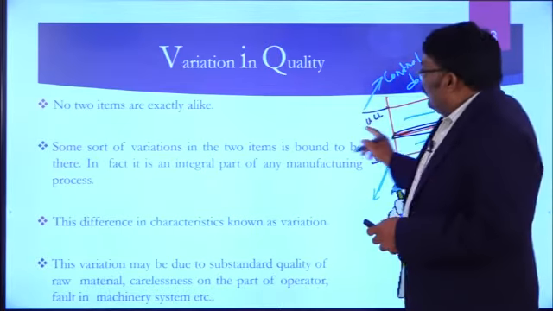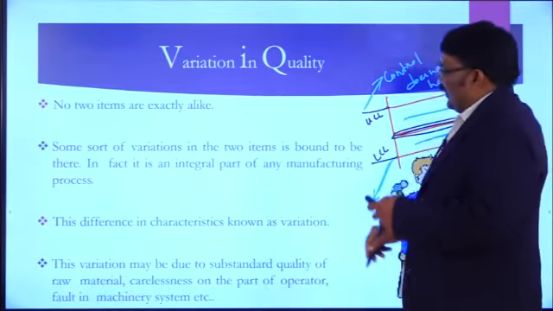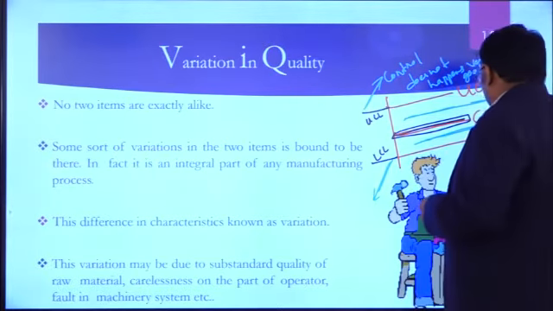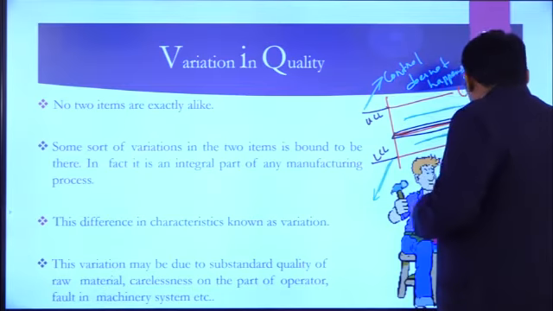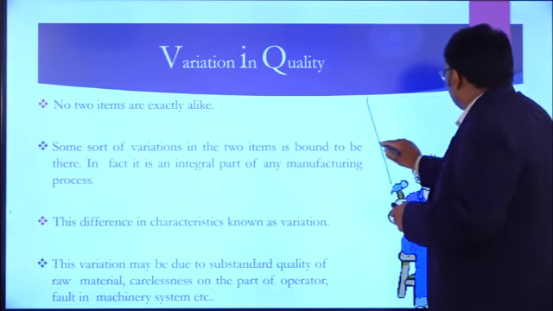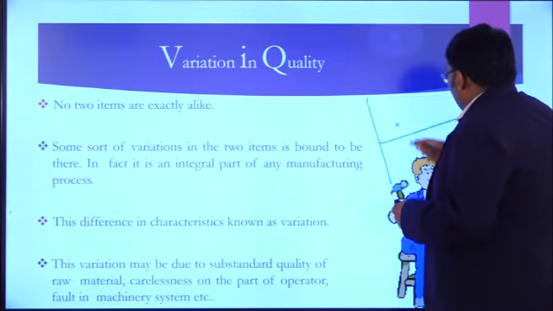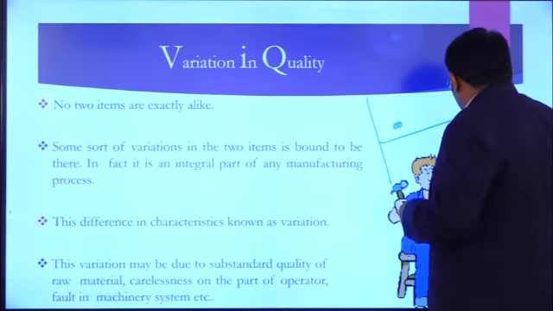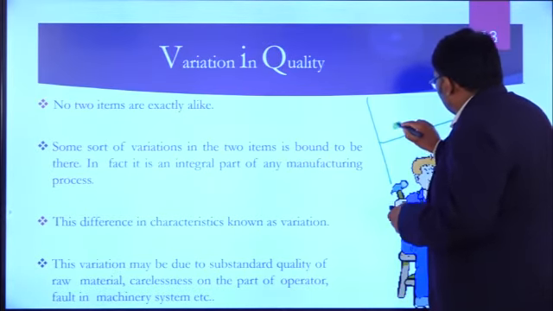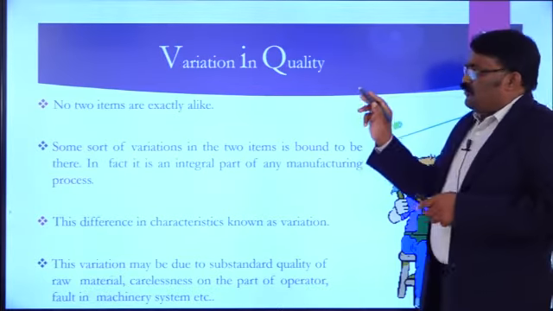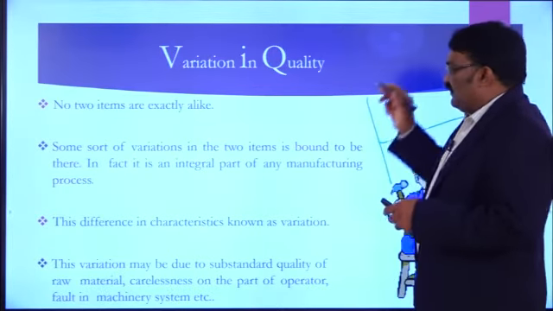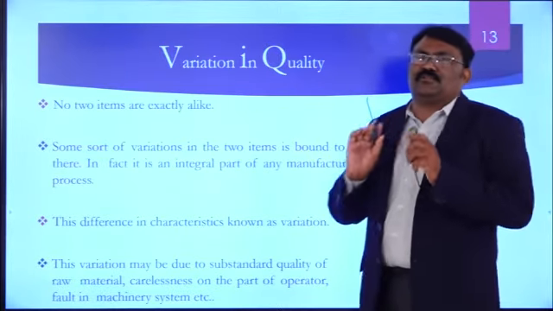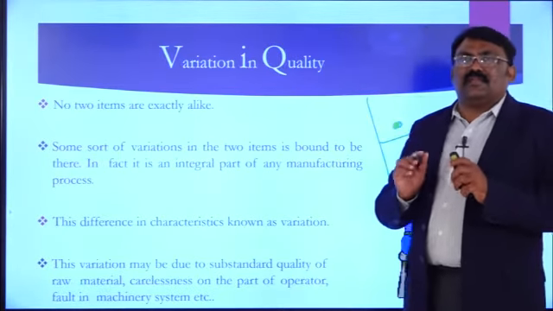Now, no two items are exactly alike. The reason we concentrate so much on variations in quality is that if I am producing one product here, the same product cannot be produced similarly again. That means one product will not have the exact similarity to the other product. There will be minute differences.